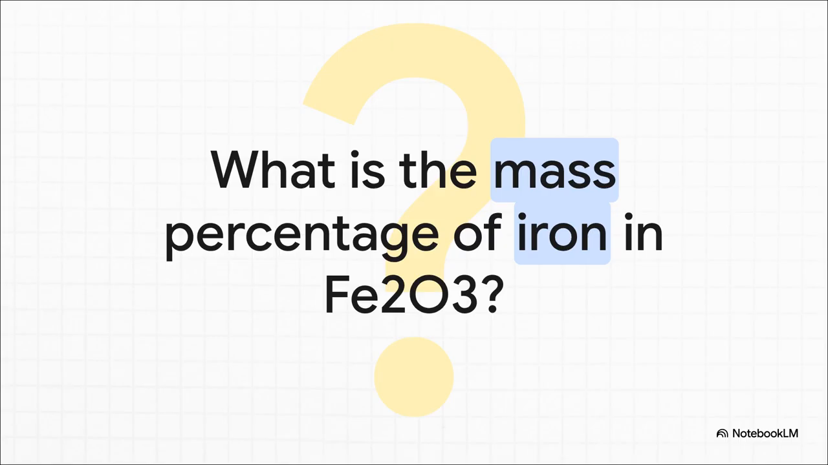Take a quick second to think through the recipe we just practiced. First, you need to find the mass of the iron, and heads up, there are 2 of them in that formula. Then, find the total mass of the entire compound by adding up the iron and the 3 oxygens. Finally, just divide your iron total by your grand total.